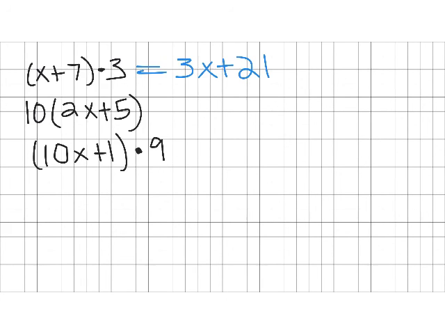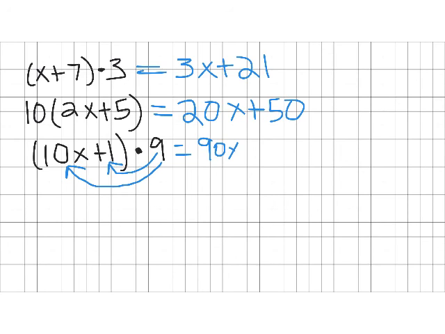Did you decide that the first one equals 3x plus 21? Because 3 groups of x's would be 3x, and 3 groups of 7 would be 21. Next one, hopefully you got 20x plus 50, because 10 groups of 2x would be 20 x's, and 10 groups of 5 would be 50. And for the last one, notice all we're doing here is I'm taking this 9, and I'm going to multiply it. So 10 times 9 is 90x, and 9 times 1 is 9.